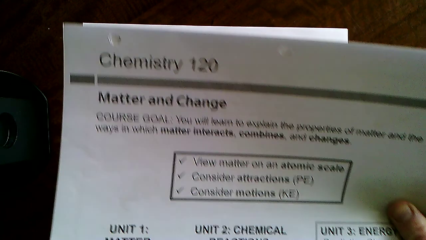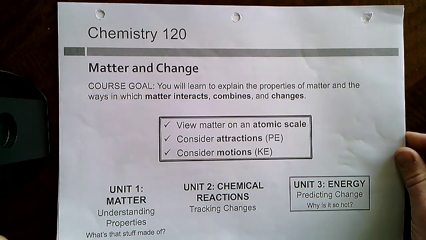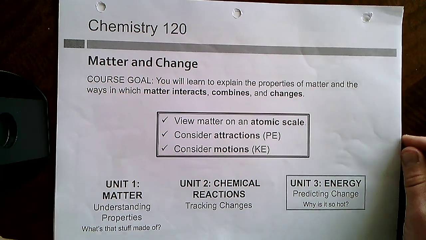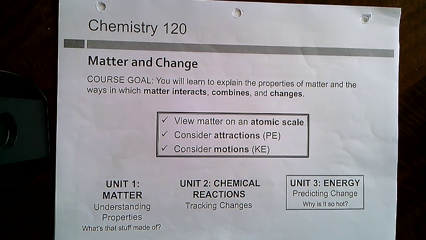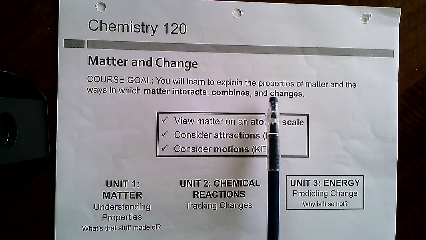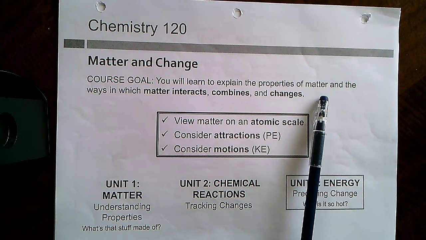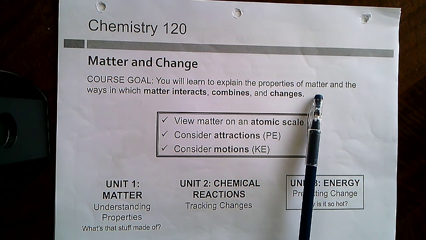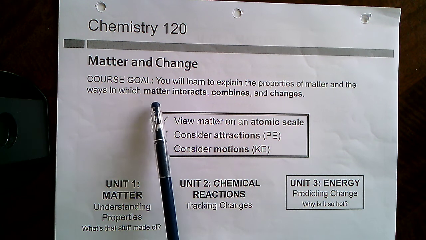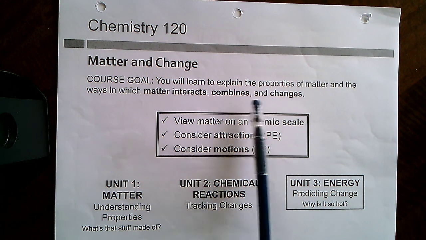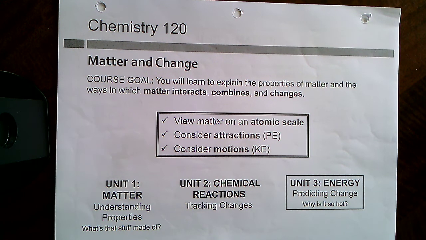But to zoom out for a second, I realized I haven't really oriented us well enough to this unit. If we think about what the class in general, Chemistry 120, is trying to do, I would call the course goal this: you're trying to learn how to explain the properties of matter, which we did in Unit 1, and the ways in which matter interacts, combines, and changes, which we started to do in Unit 2.